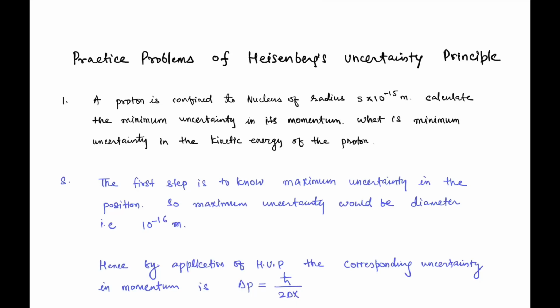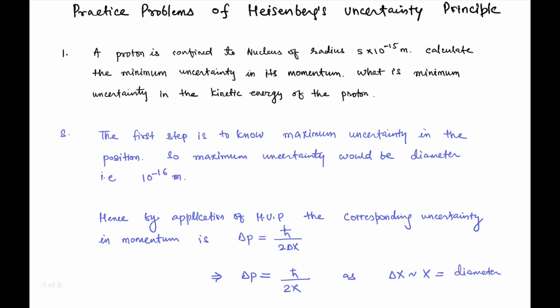So, good morning everyone. Today we are going to cover some practice problems of Heisenberg's uncertainty principle. So, the first question reads that a proton is confined to a nucleus of radius 5 multiplied by 10 to the power minus 15 meter. Calculate the minimum uncertainty in its momentum. What is the minimum uncertainty in the kinetic energy of the proton?